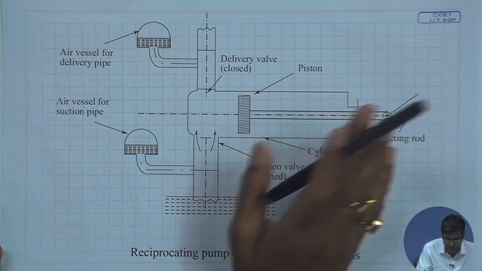So, this is the function of the air vessel, and this ends today the lecture on reciprocating pump, hydraulic pump, and today we close our lectures on hydraulic machines, that is, the machines using water or any other liquid. And next class we will start discussions on machines using air.